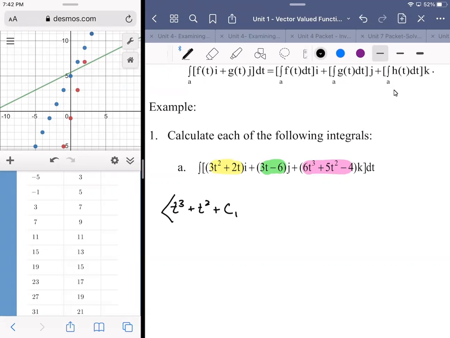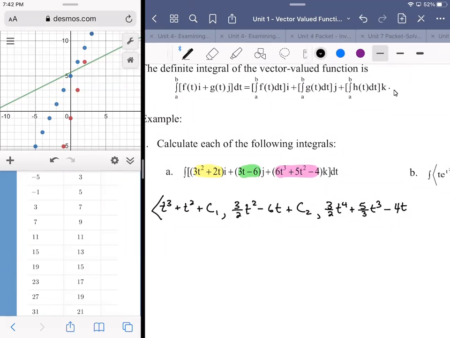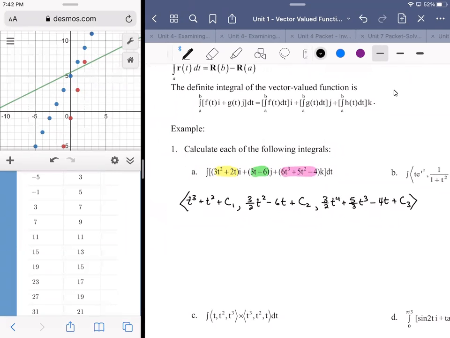All right. So I'm going to use the component form, 3 over 2 t squared minus 6t plus my second integration constant. If you want to say c sub j because it's the j component, that's fine also. Just some way of distinguishing your integration constants from one another. The last component, 6 over 4, so 3/2 t to the 4th plus 5/3 t cubed minus 4t. Then we tack on our integration constant, this time c sub 3. And there you go.